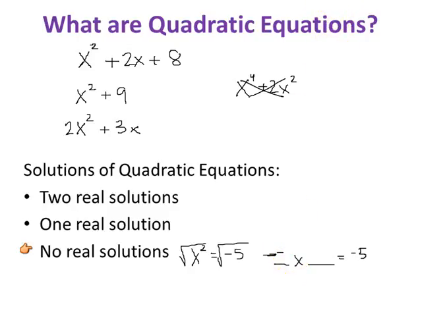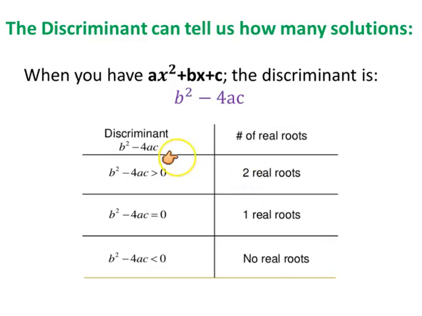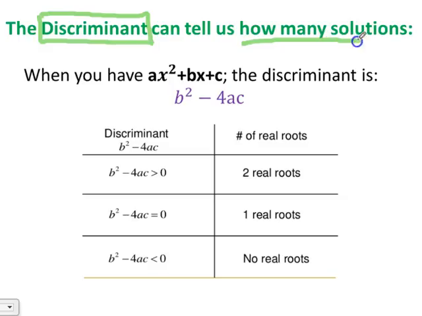I'm going to go to the next slide. So we've got something called the discriminant in math. The discriminant can tell us how many solutions we should expect when we're solving a quadratic equation. That's pretty cool. So if we find the discriminant, we know how many solutions we can expect when we solve the quadratic equation. So how do we find the discriminant?